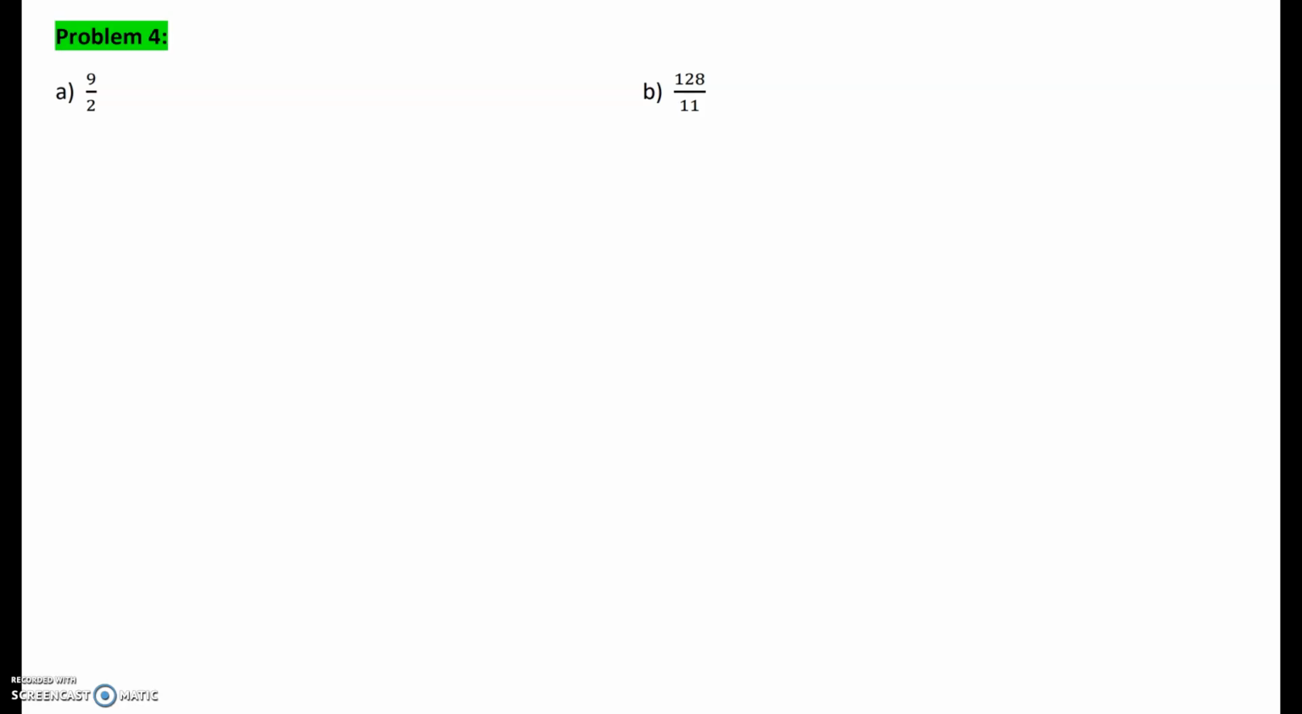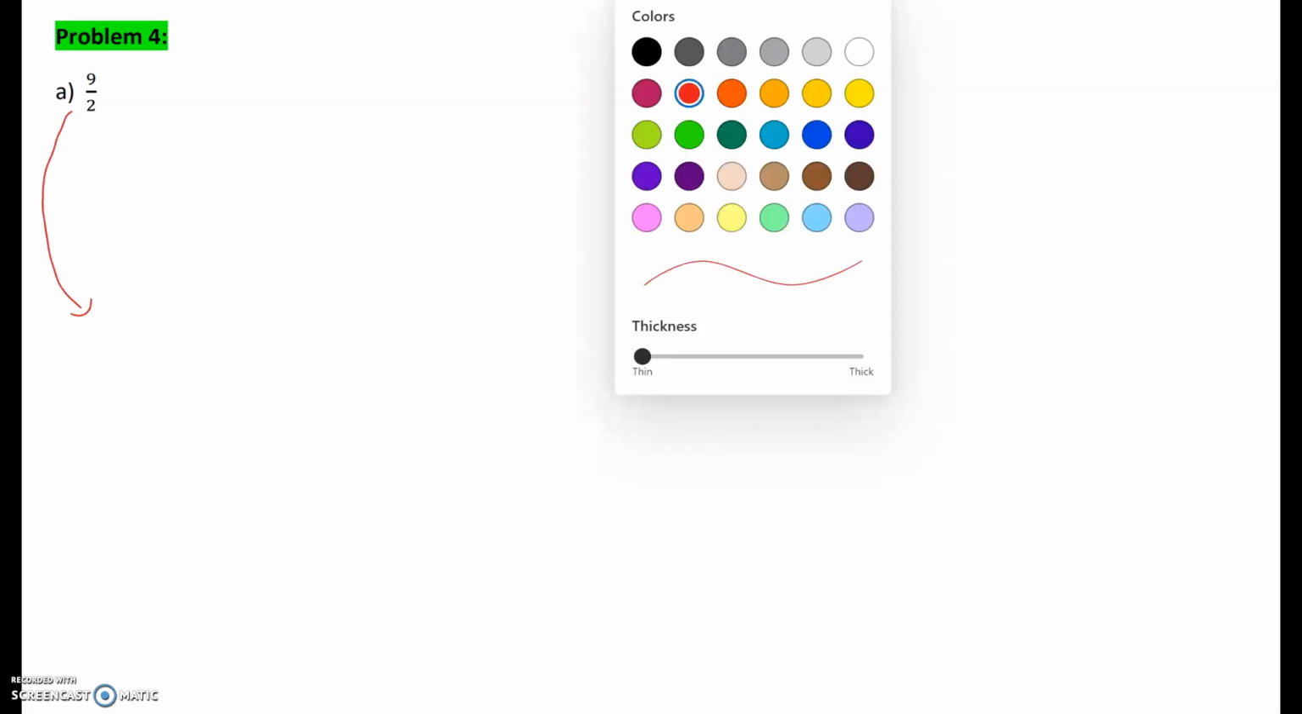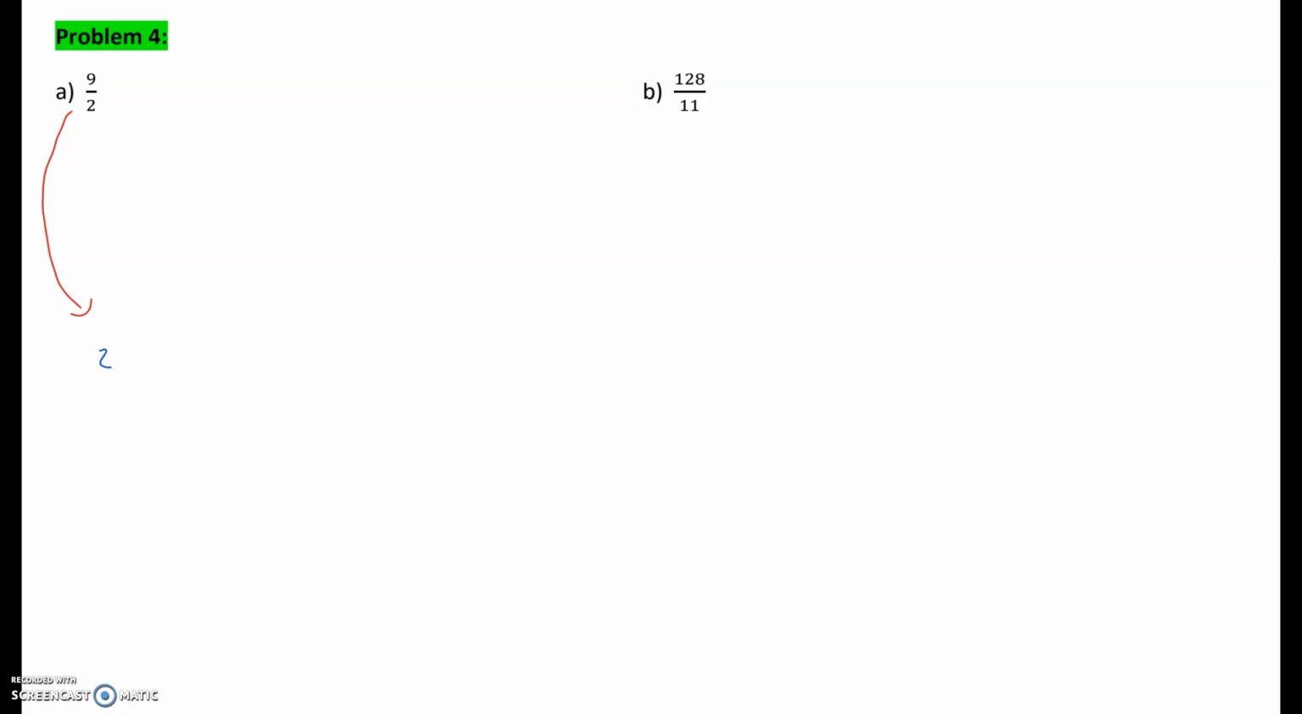Hi class, let's take a look at division. And in division, we're going to use long division for these problems. So let me actually rewrite it, and then technically we're dividing 9 by 2. So the process is simple.